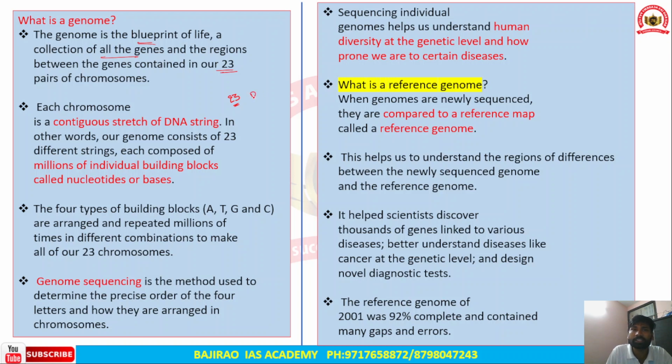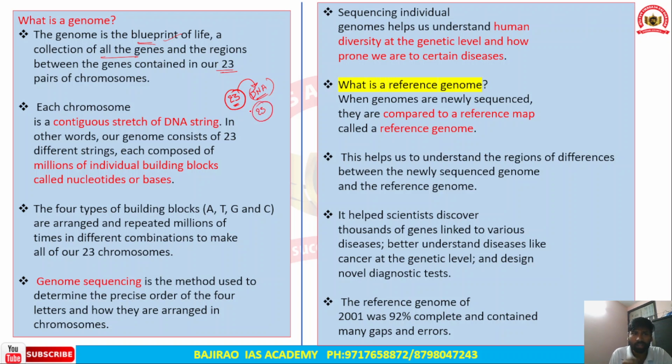In human beings it is DNA, deoxyribose nucleic acid. Humans contain 23 pairs of chromosomes, and each chromosome contains the genetic material. So the genome is considered as a blueprint of life, a collection of all the genes and the regions between these genes, and these genes are contained in the 23 pairs of chromosomes.